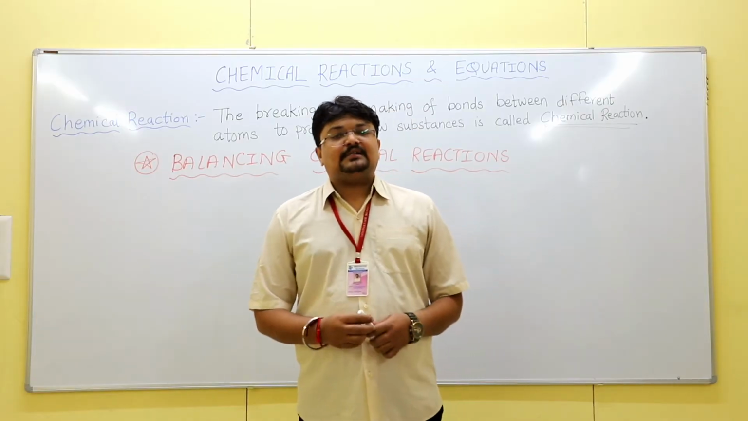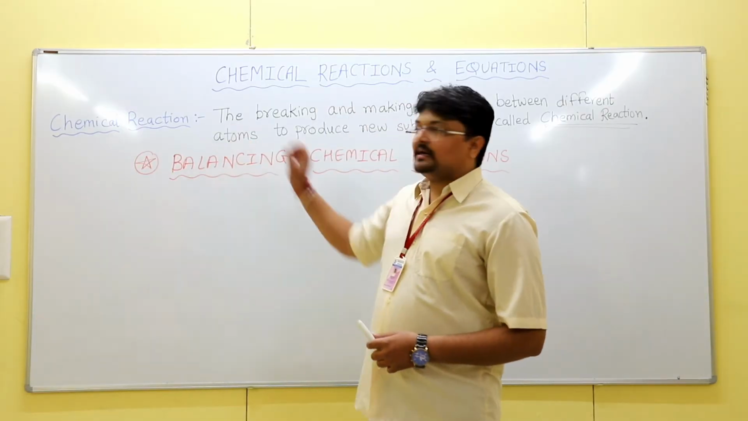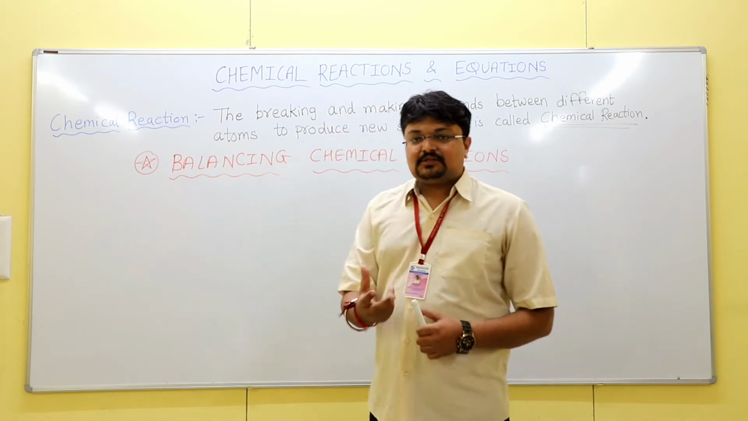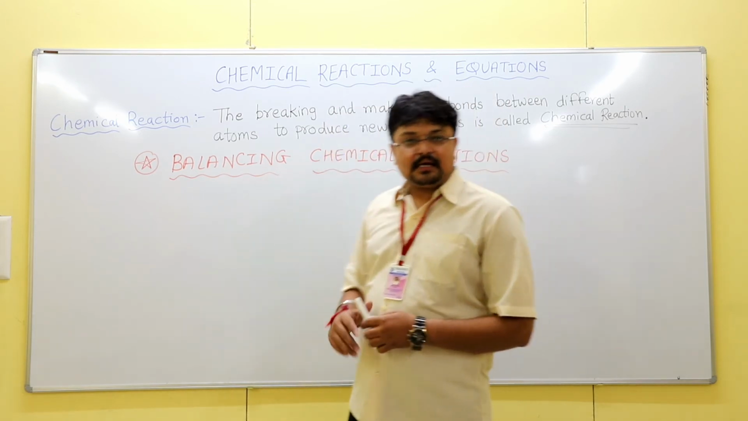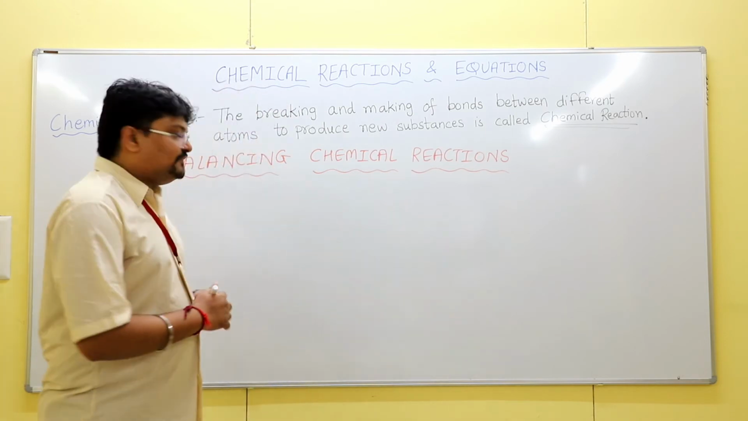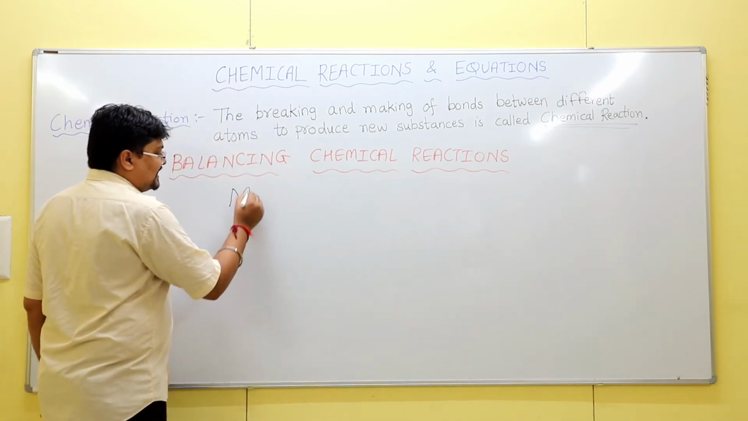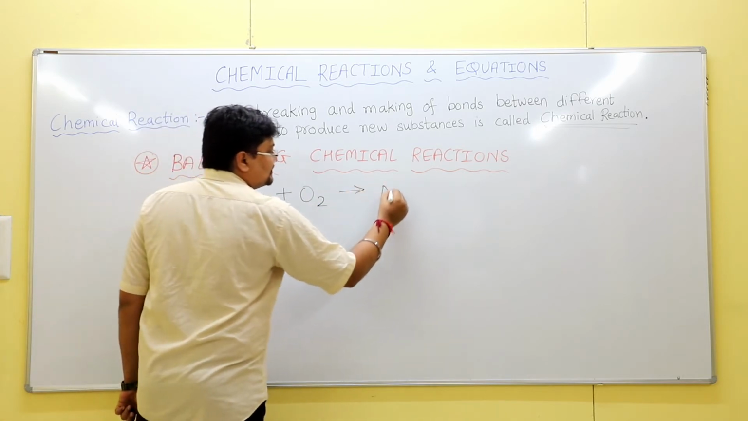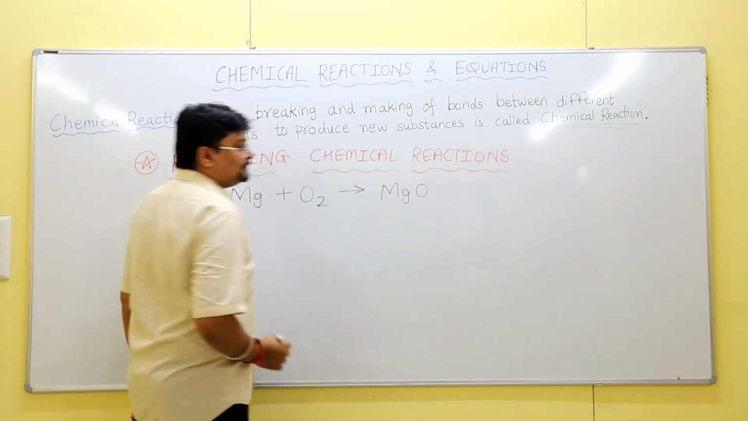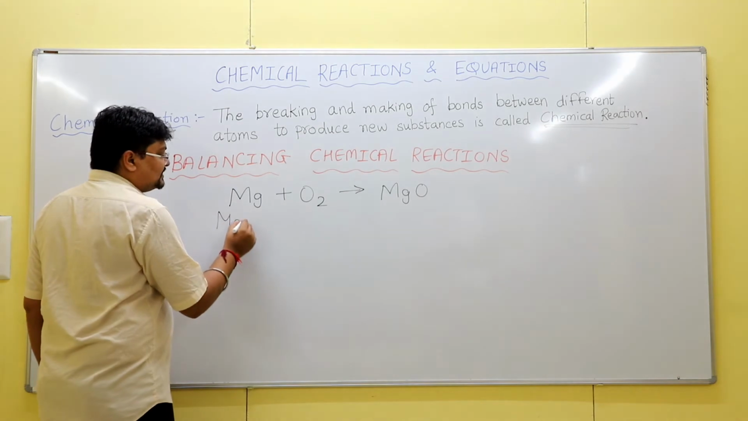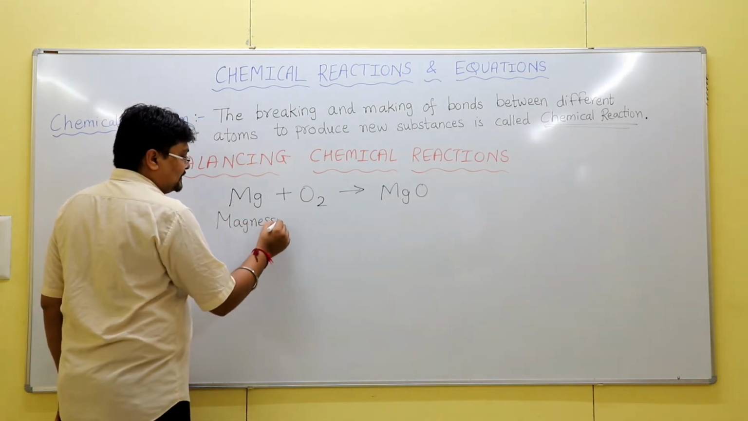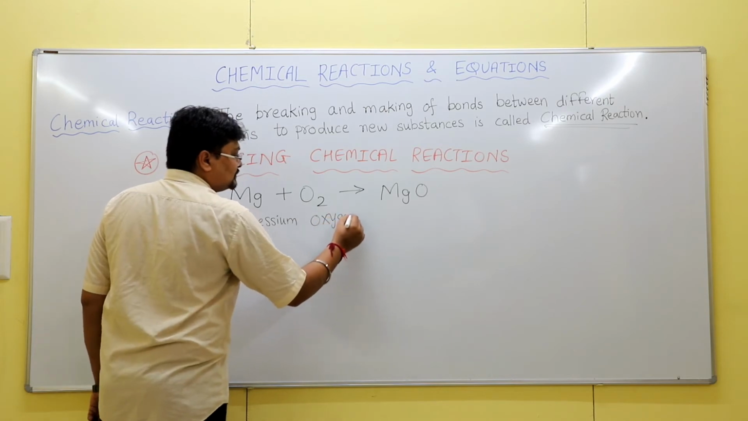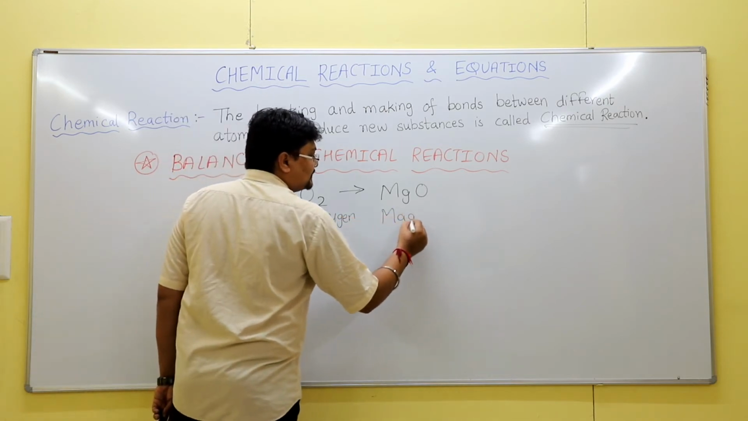Okay. Further going on, we already know what a chemical reaction is. Now how to balance this chemical reaction? So our next topic is balancing chemical reactions. For example, if I take a reaction called magnesium plus oxygen gives magnesium oxide. Is this reaction balanced? Let us see. This is magnesium, oxygen, this is magnesium oxide.